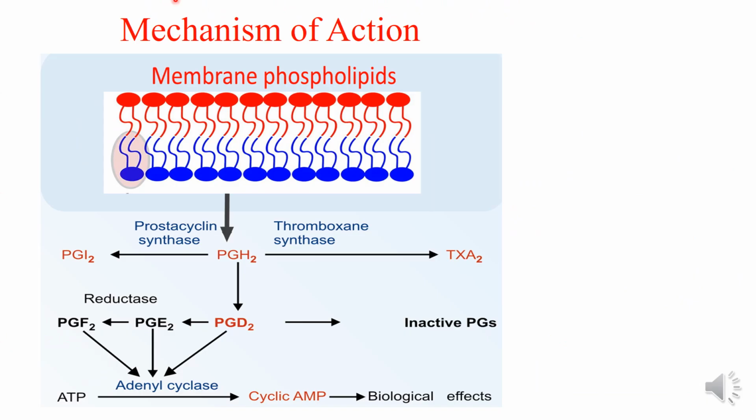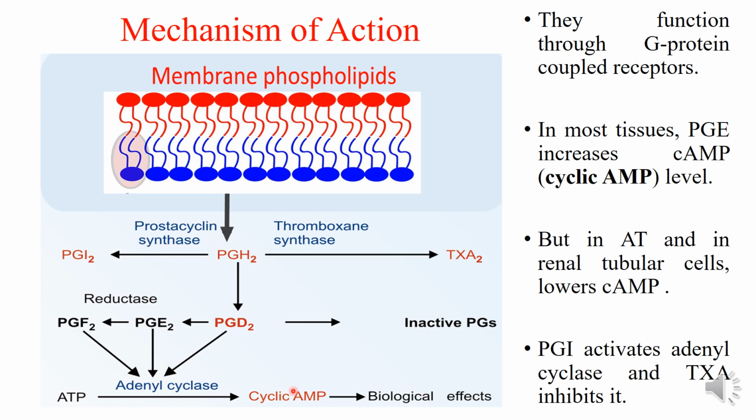Now, the mechanism of action. So, how do these prostaglandins and thromboxanes act once they are released? They act by having an effect on adenylyl cyclase. So, we can see here that F2, E2, and D2 prostaglandins will activate the adenylyl cyclase enzyme, which will convert ATP to cyclic AMP, and all the biological effects will be produced. So this is how they act.